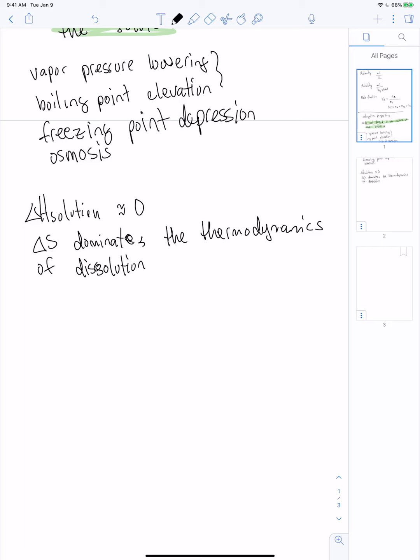Okay, so the lens that we want to look through is entropy for all of these things. Entropy is the reason that the boiling point goes up. Entropy is the reason that the freezing point goes down.